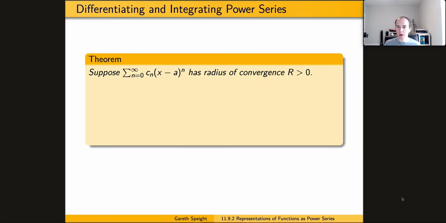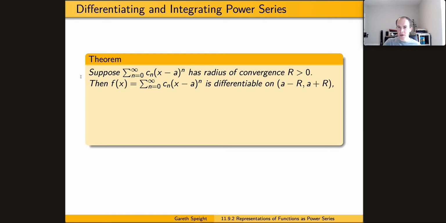And everything is dependent on knowing how to differentiate or integrate a power series. So let's suppose we have a power series with center a. So it's the sum of Cn times (x minus a) to the n. It has radius of convergence R, which is bigger than 0, let's say. So remember, this means that this power series converges if we're in (a minus R, a plus R). It diverges if x is bigger than a plus R or x is less than a minus R. Then what can we say?